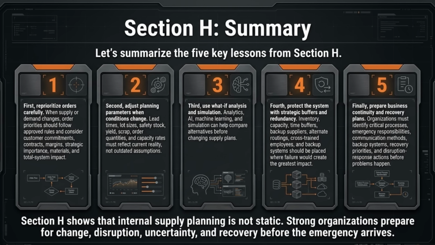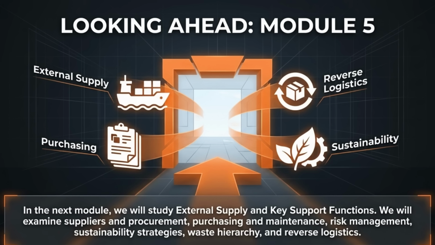Section H shows that internal supply planning is not static. Strong organizations prepare for change, disruption, uncertainty, and recovery before the emergency arrives. Next: external supply and key support functions. We will examine suppliers and procurement, purchasing and maintenance, risk management, sustainability strategies, waste hierarchy, and reverse logistics.